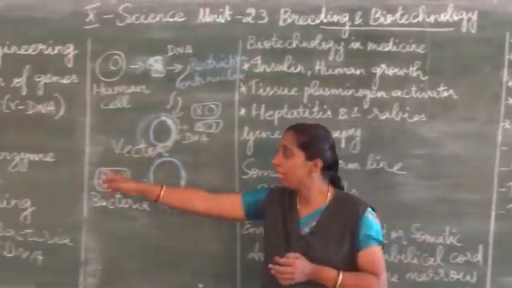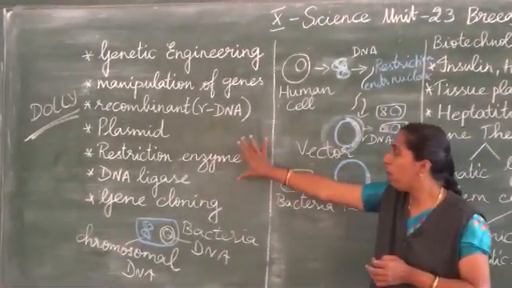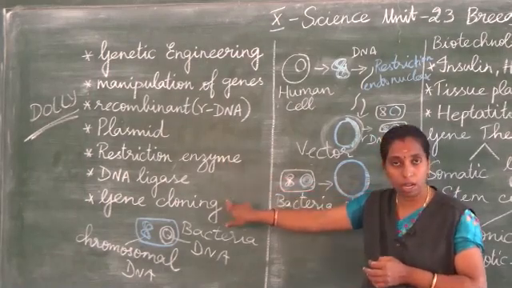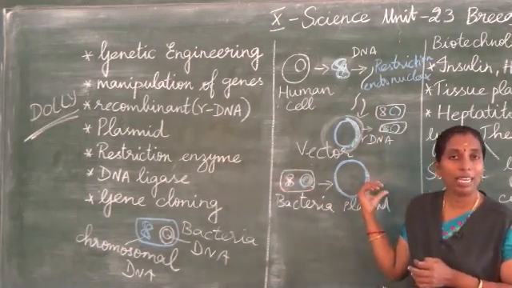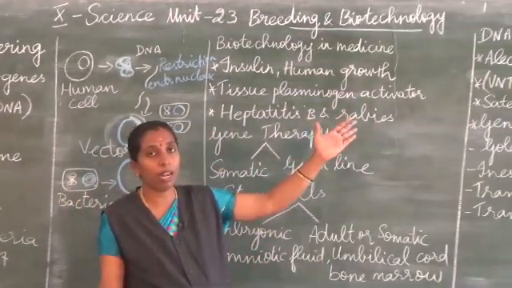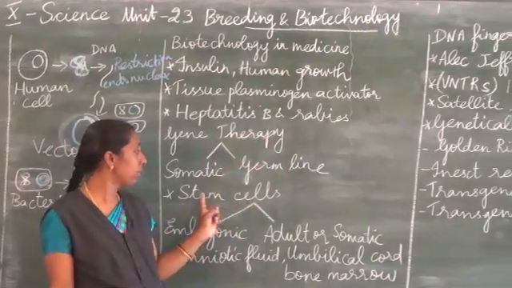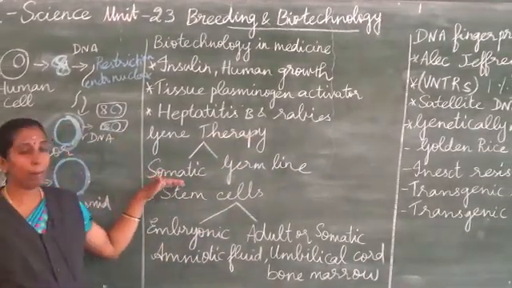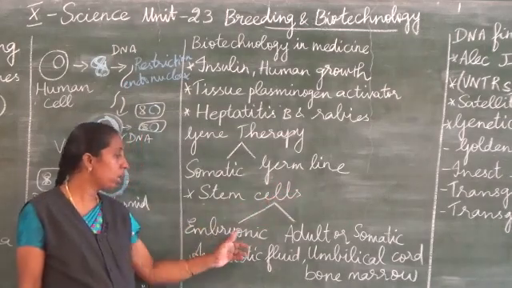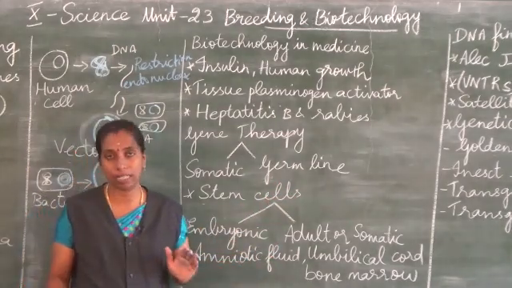Here, what are the enzymes used in genetic engineering can be asked under 2 marks. The gene cloning technique can be asked under 4 marks, as well as DNA fingerprinting under 4 marks. Gene therapy and its types can be asked under 2 marks, and stem cell types can also be asked under 2 marks.